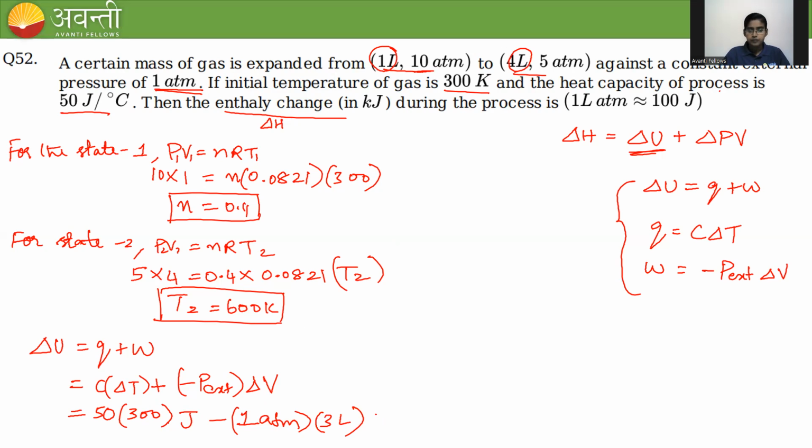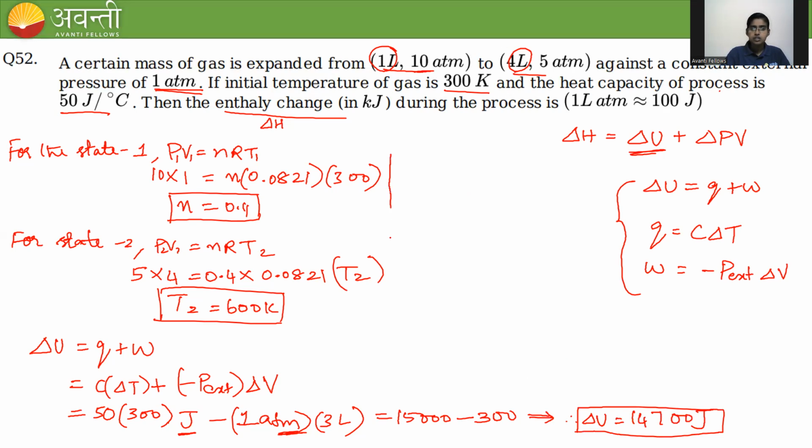We will get 50 into 300 is 15,000 minus 3 atm liter. Here it is in terms of joules and here it is in terms of atmospheric pressure, so when we convert this into joule, we have to multiply by 100. So 3 into 100 will be equal to 300. Therefore, delta U is going to be equal to 14,700 joule. So this is the value of delta U.